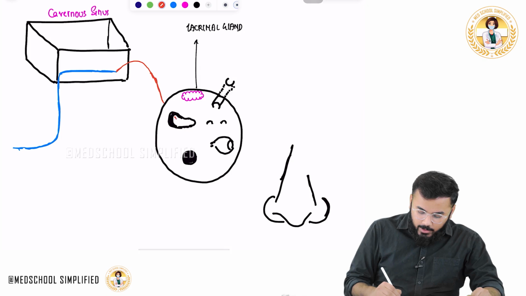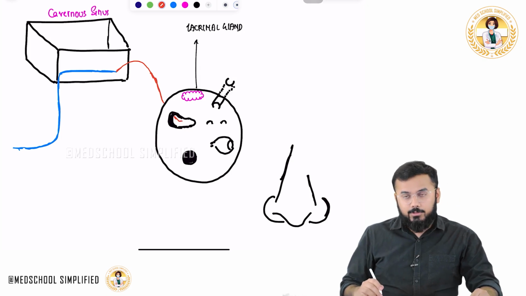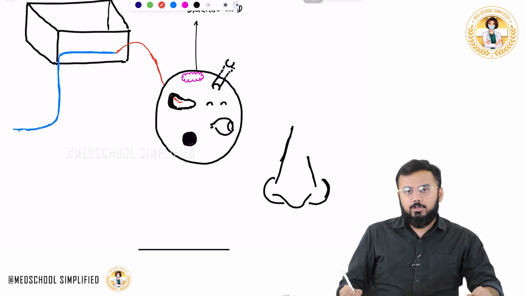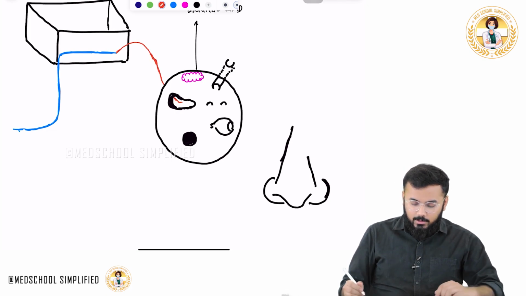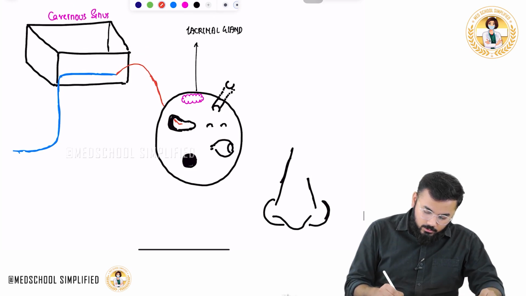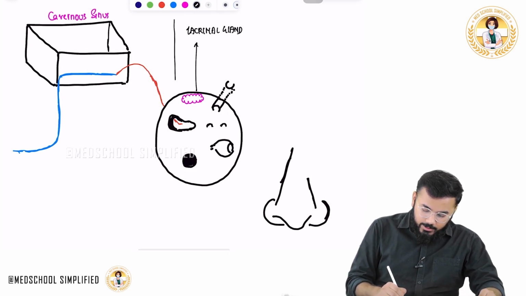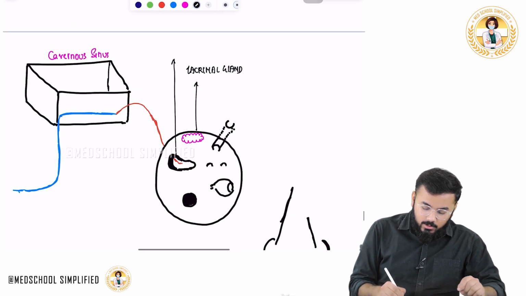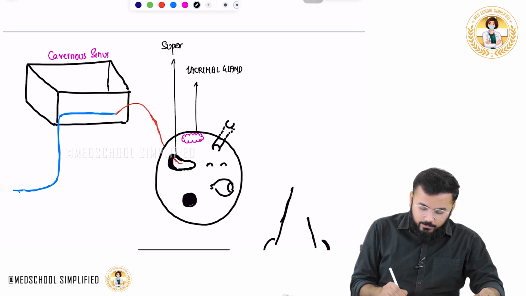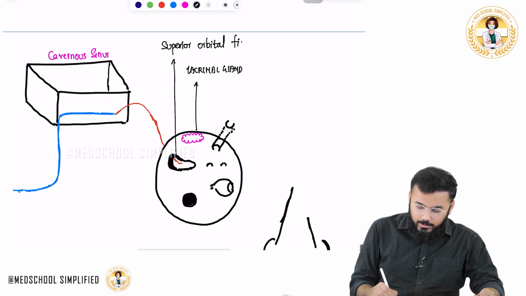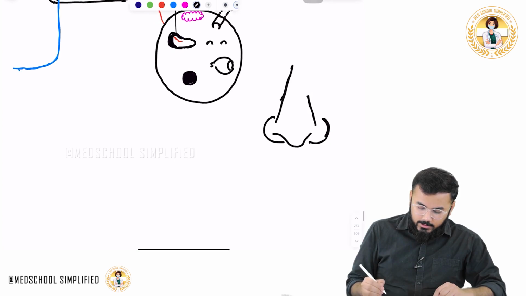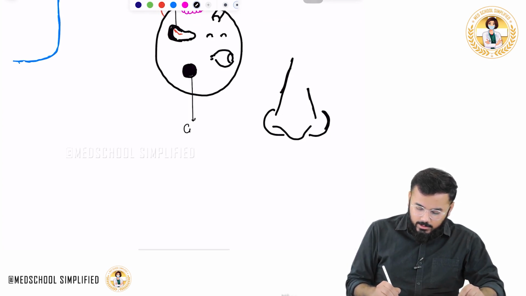all the way. It is passing through the superior orbital fissure, and by the way, this particular fissure which you can see over here is called superior orbital fissure. Let me write this over here. Next, this particular ganglia which you can see here is called ciliary ganglion.